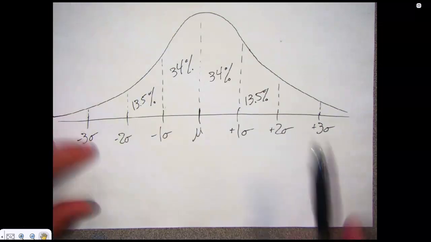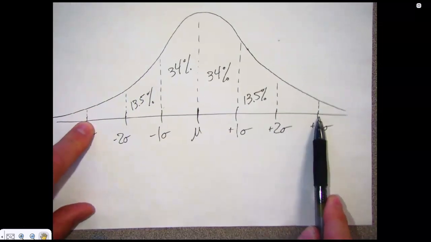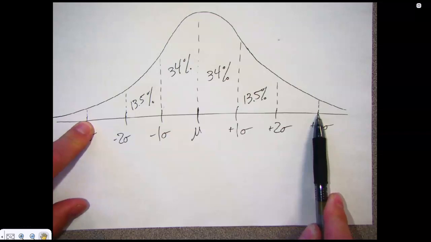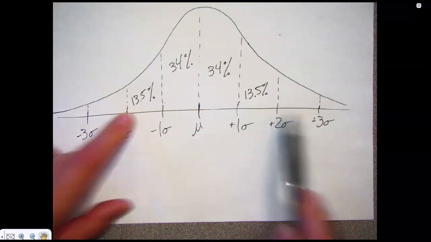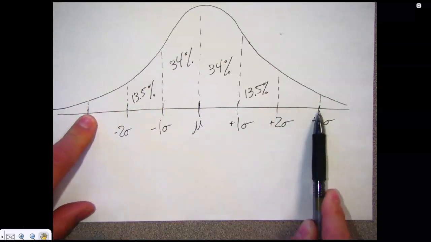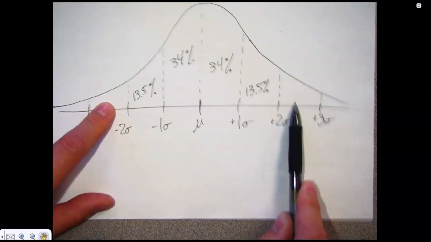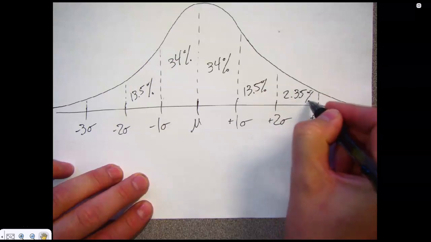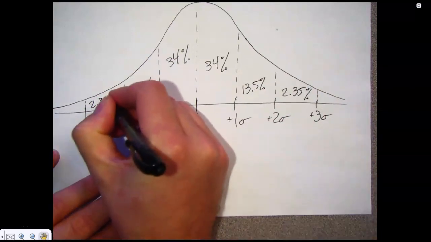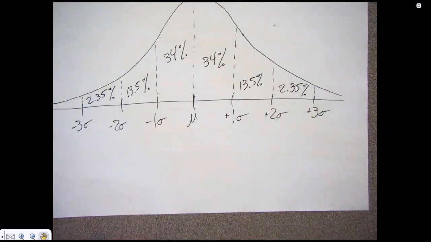Carry it to the next level. So within 3 standard deviations is 99.7. Well, I already used within 2 standard deviations, which is 95. So how much do I have left to get to 3 standard deviations? 4.7. So 4.7 is going to get split evenly among these two. 2.35% there, 2.35% there.